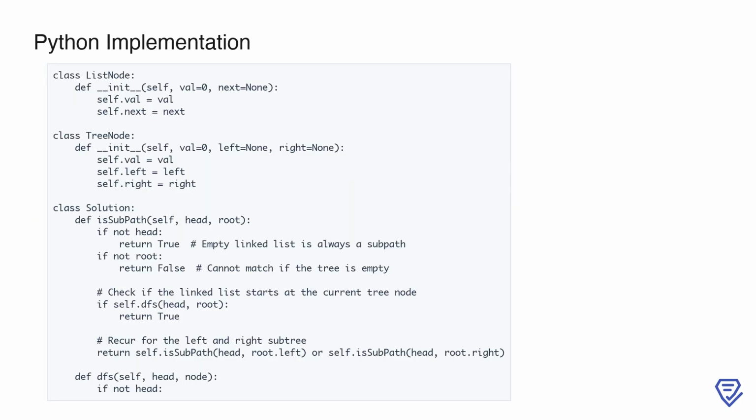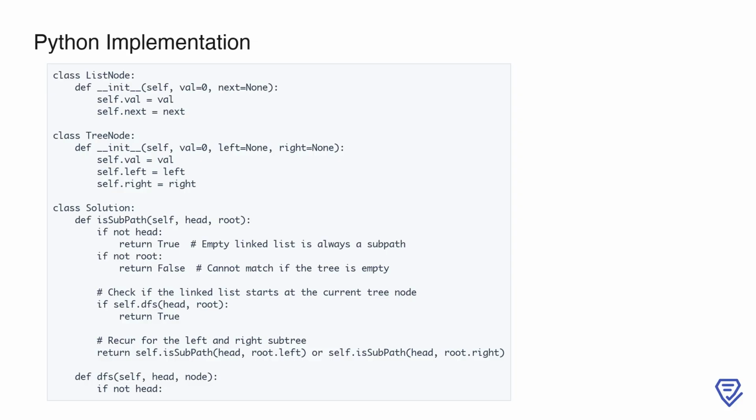Here, we start by defining two classes, ListNode and TreeNode, to represent the linked list and binary tree, respectively. The ListNode class has attributes for the value of the node and a pointer to the next node in the list, while the TreeNode class includes the value of the tree node along with pointers to its left and right children. Next, we create the Solution class, which contains the isSubpath method. This is the main function that determines whether the linked list is a subpath in the binary tree.